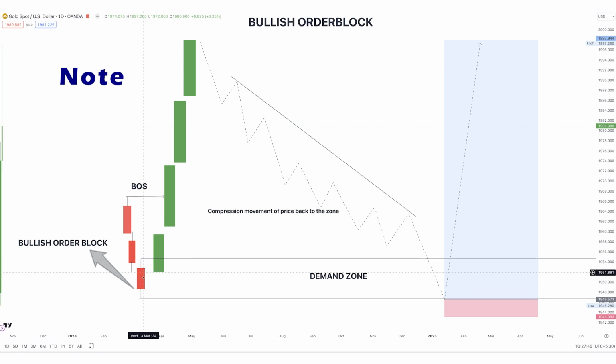You consider the whole body and the wick. When you consider the whole body and the wick and it becomes too big and you realize that your risk will be too big, then you have to refine the zone, which will also be another topic I'll be treating another day.